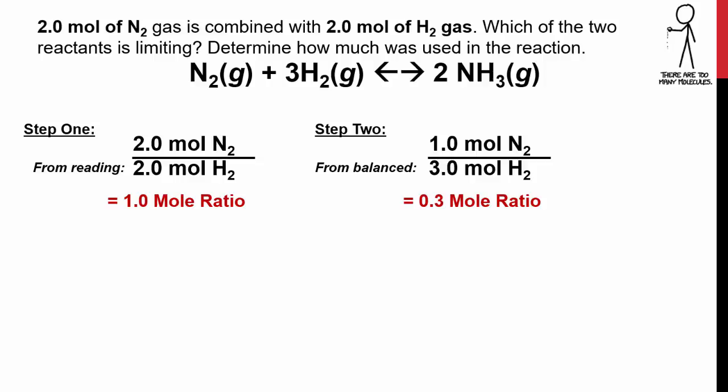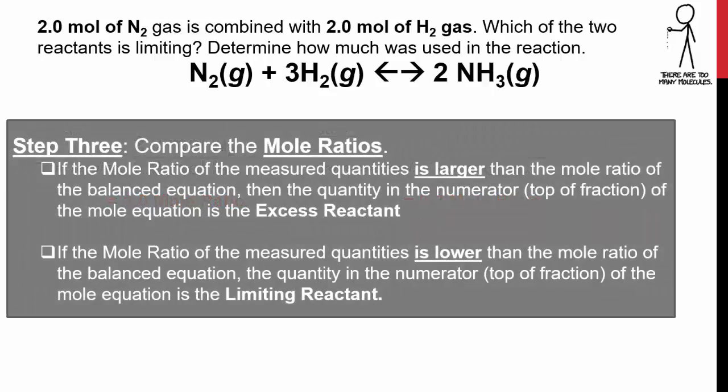Step 3 is using our mole ratios. So again, this is just a repeat. If the mole ratio of the measured quantities is larger than the mole ratio of the balanced equation, then the quantity in the numerator is the thing in excess. If the mole ratio of the measured quantities is lower than the balanced equation, then that means your numerator, again, the top of the fraction, is going to be your limiting reactant.